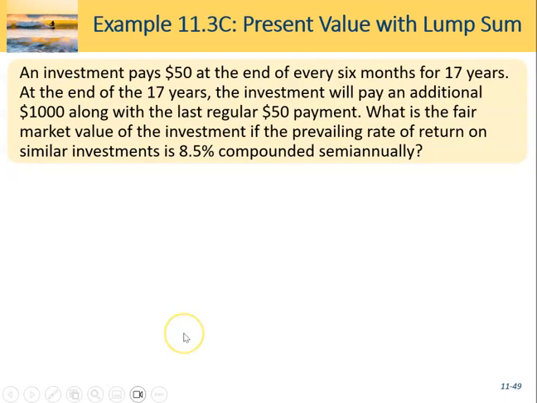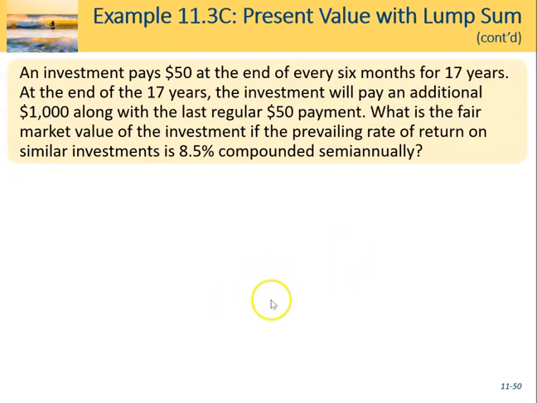Actually, we're just about to run out of time. We're at the 14-minute mark. I will create another video to go over the answer for this one.